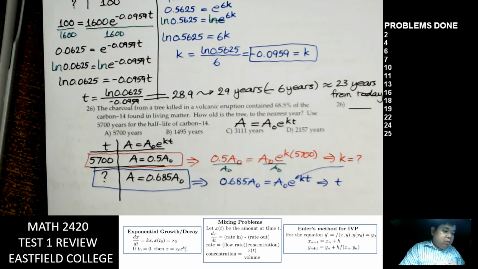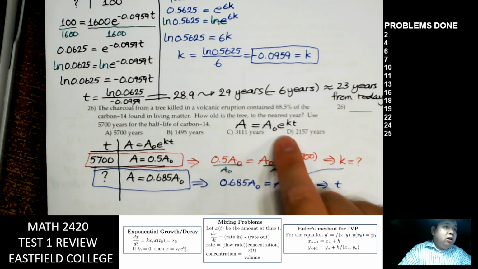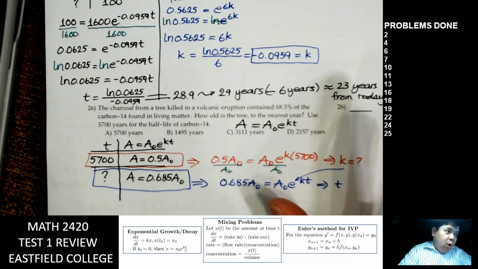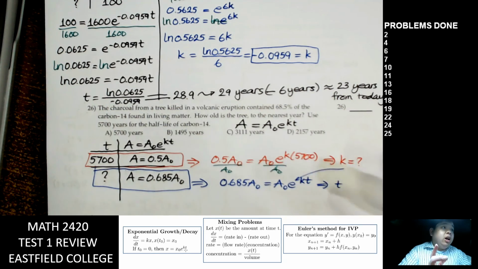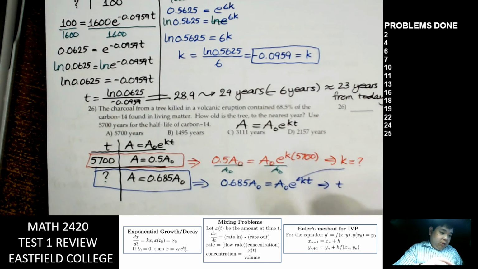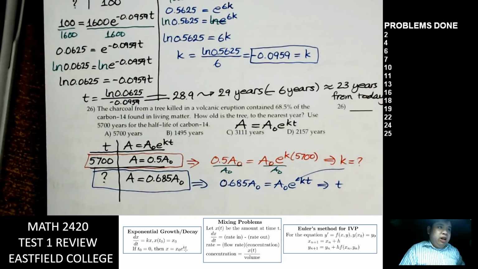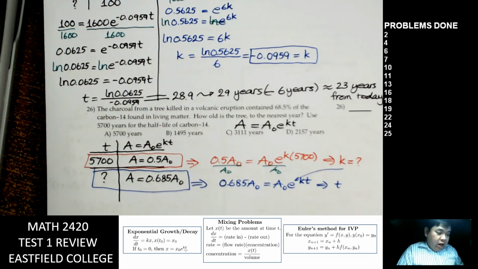So this problem is kind of the same idea. Even though one of them is increasing, one of them is decreasing, it's still characterized by this function. And if it is increasing or growth, the k is positive. Actually, both of them are decreasing in this case because the rate is negative. This problem should be negative as well.